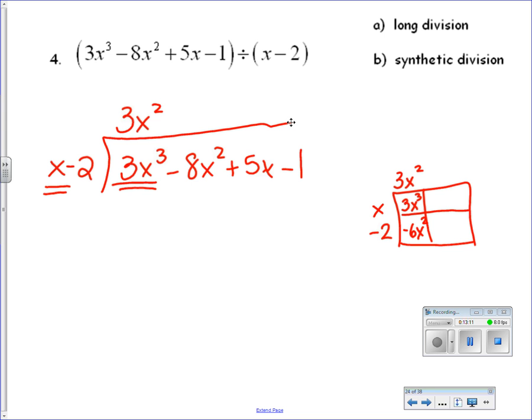And then if you would complete the Punnett square, you'd be at negative 6x squared, but we'll get to that in a little bit. Okay, so then I'm going to multiply down. So we're going to have 3x cubed minus 6x squared. We're going to really end up with negative 8 minus negative 6, so that's negative 8 plus 6. So we have negative 2x squared.